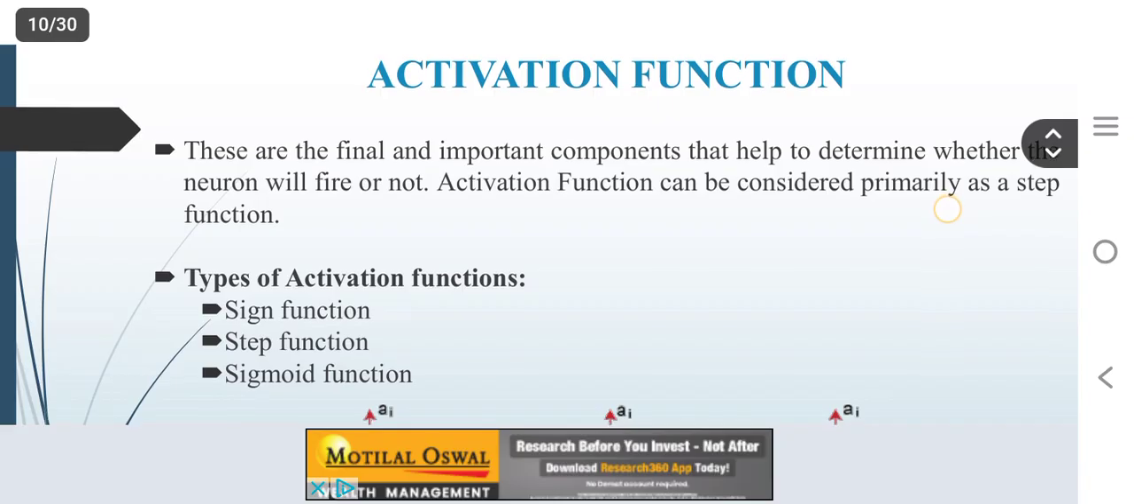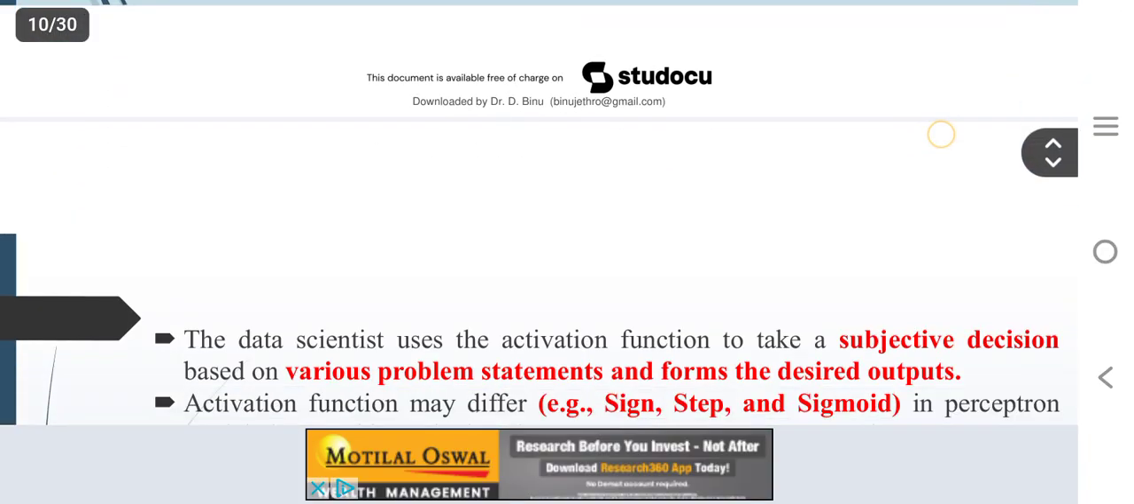What is meant by activation function? These are the final and important components that help to determine whether the neuron will fire or not. The activation function can be considered primarily as a step function. There are varieties of activation functions available: sine function, step function, and sigmoid function.